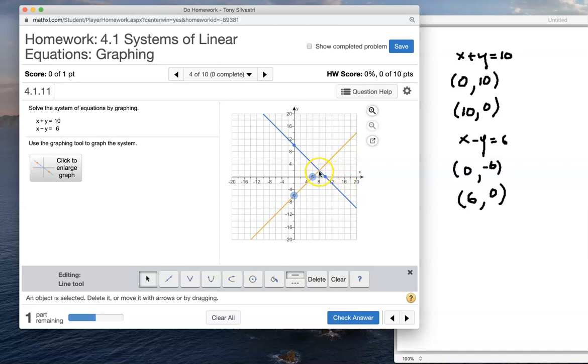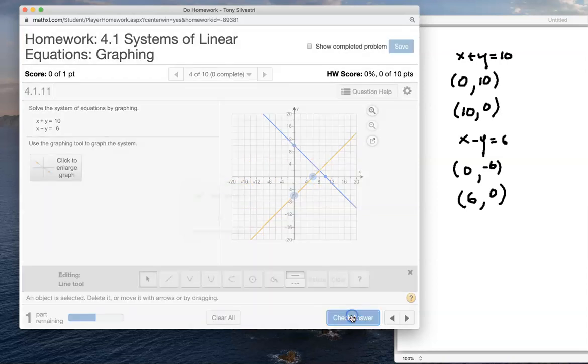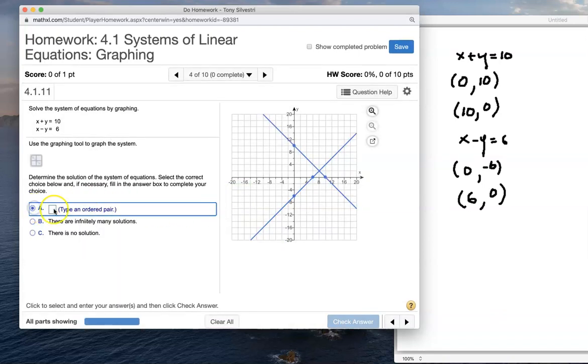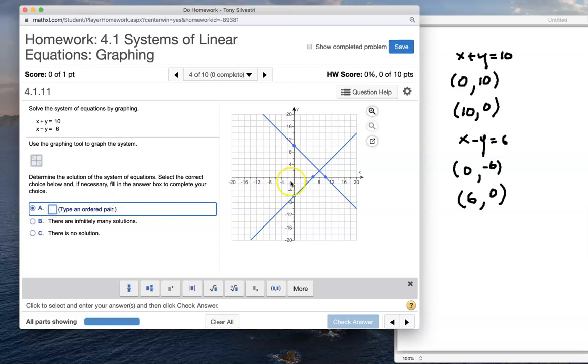You see this point where they cross? That point where they cross is 8, 2. See this where they cross? 8, 2. See, this is 0, 2, 4. Yep, 8, 2. And so check my answer to see if that's right. Good. I graphed them correctly. And type an ordered pair where they actually cross. We just said 8, 2.